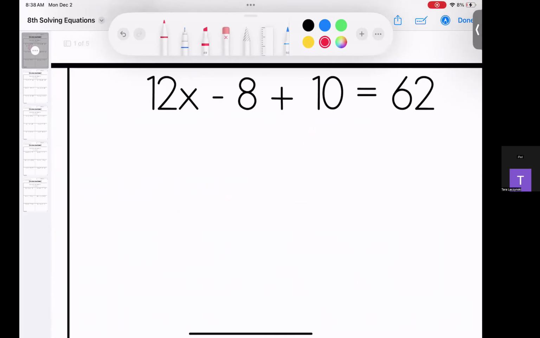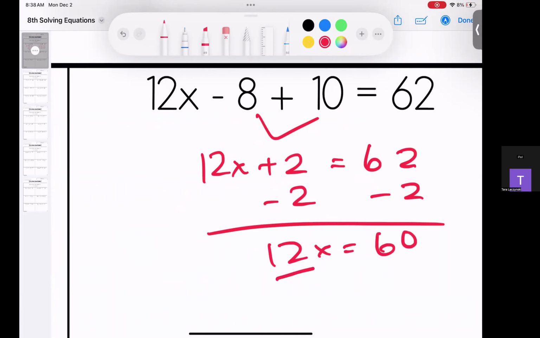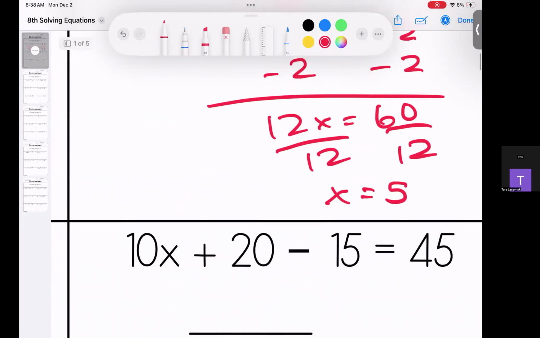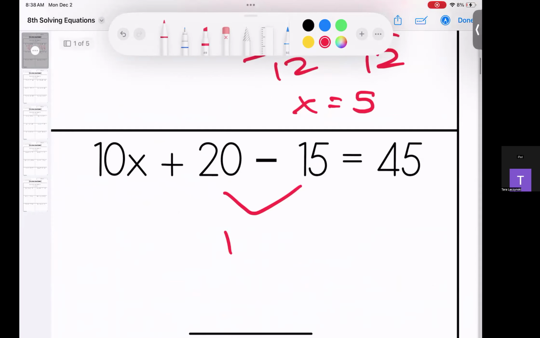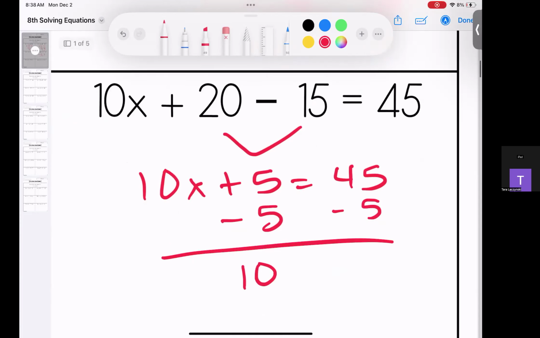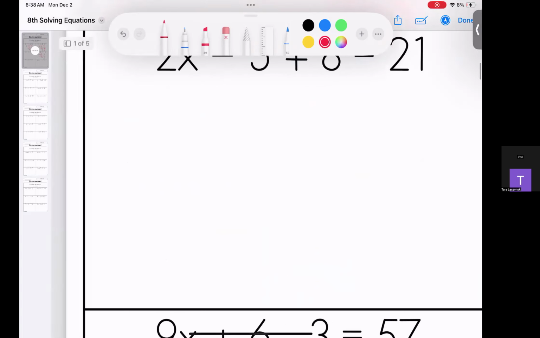Coming over here, same thing. I'm going to end up with +2. I'm going to subtract that 2 from both sides. I'm going to end up with 12x is equal to 60. X is equal to 5. Coming down here, end up with +5. Subtracting it from both sides. Dividing by the coefficient, and we end up with x is equal to 4.